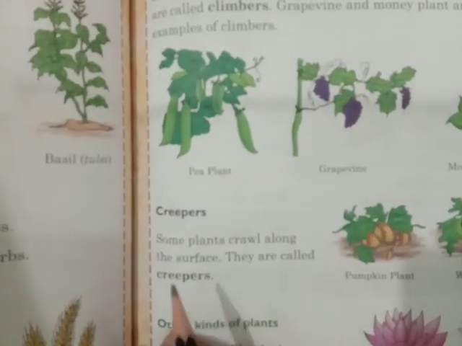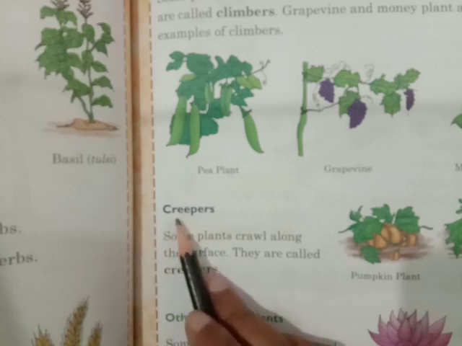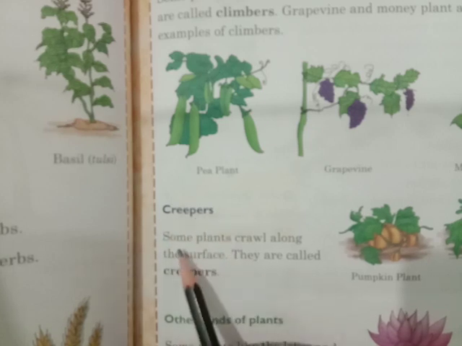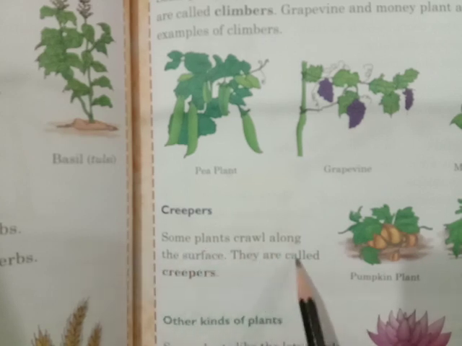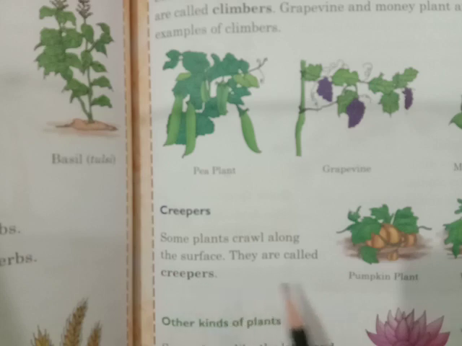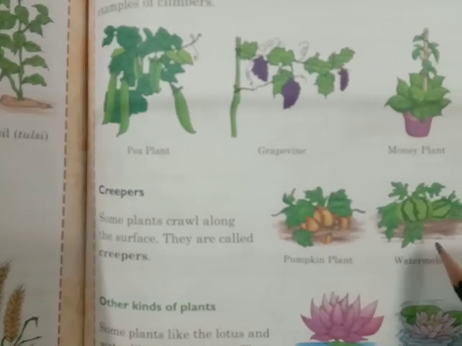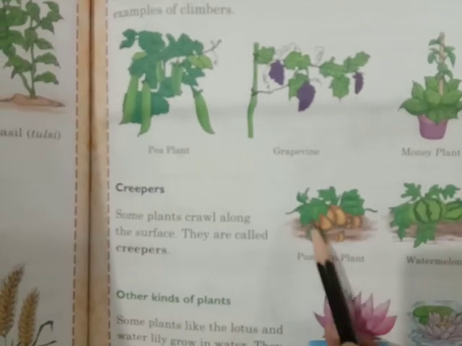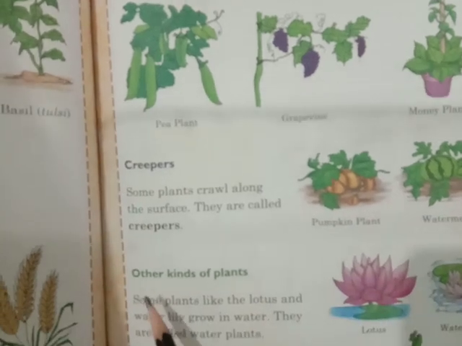Now there are some plants which are known as creepers. As the name says, they creep on the ground. Creepers. Some plants crawl along the surface. They are called creepers. For example, pumpkin plant and watermelon. They are known as creepers.